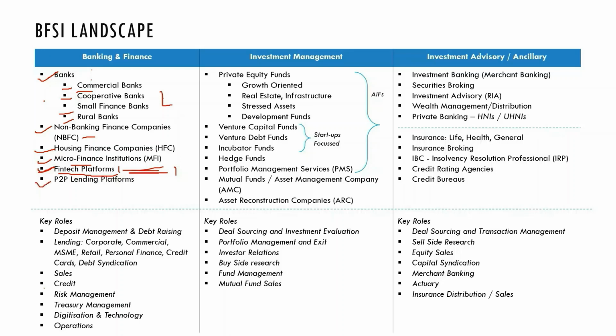P2P, again, peer-to-peer lending, we can call it a subset of the fintech platforms. And earlier, this also started as a pure play technology platform, but now it's a type of NBFC and it's regulated by RBI. So all these institutions mentioned here are regulated by RBI. So housing finance companies are regulated by National Housing Bank, NHB, which is now also merged with RBI. So coming back to P2P, peer-to-peer lending is you can lend to me, I can lend to you.